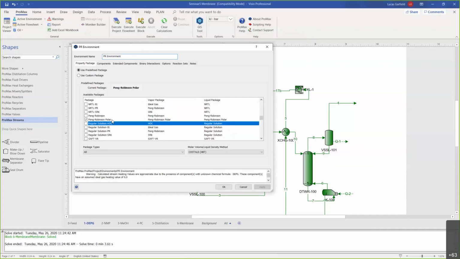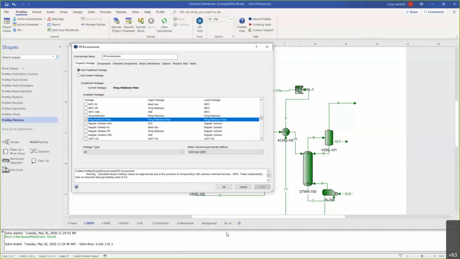So in this case, we're just using Peng-Robinson. But we're using a special version of Peng-Robinson called Peng-Robinson Polar. This molecule, DEPG, is a polar molecule, and the behavior of these polar molecules is not predicted particularly well by the cubic equations of state. But we've got a proprietary model, Peng-Robinson Polar, and we also have an SRK version, SRK Polar, that does a very, very good job simulating these molecules.